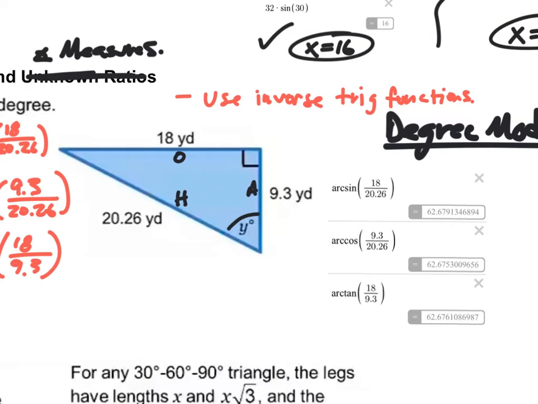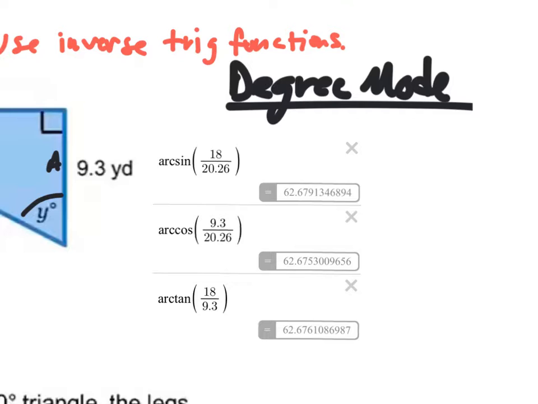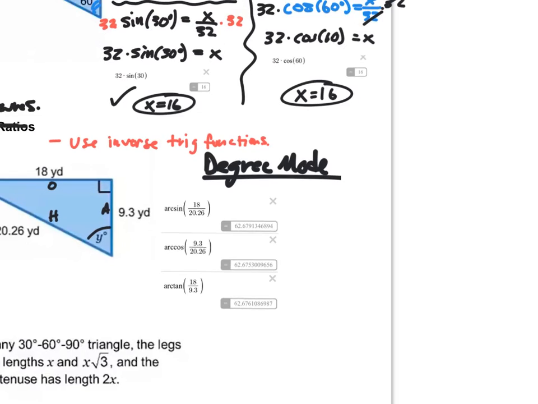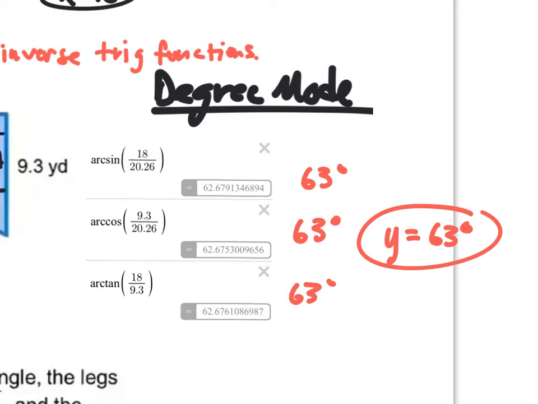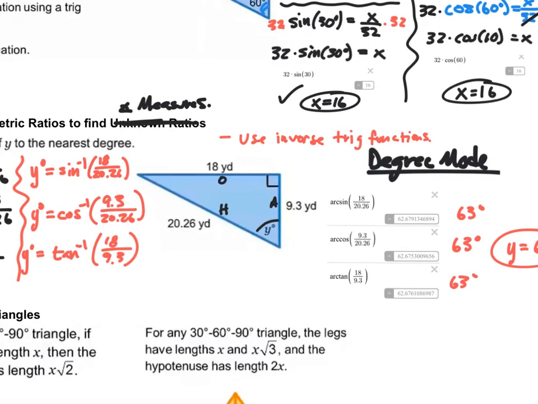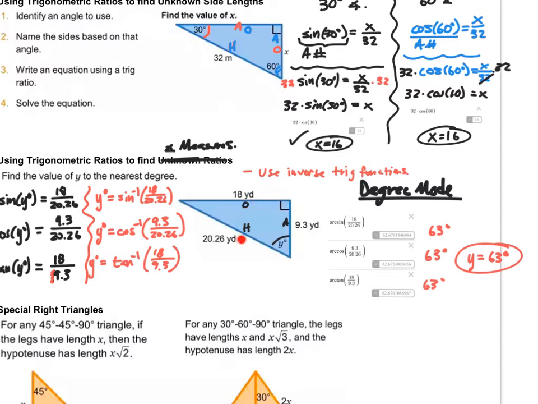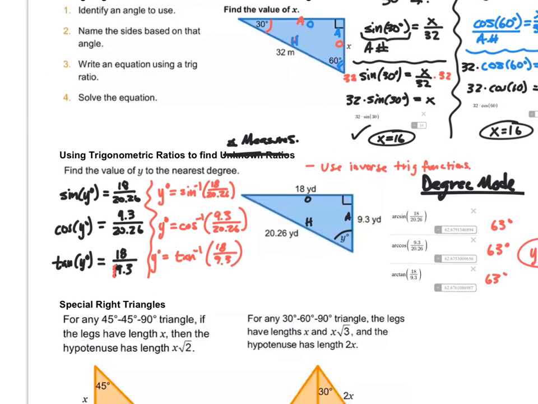Now, what I want you to realize here is that when I did this, we get the same thing, and that's about 62, and they wanted it to the nearest degree. So if we round all of these to the nearest degree, this is going to be 63 degrees, 63 degrees, and 63 degrees. So y has an angle measure of 63 degrees. This one didn't matter which you used because you're given all three sides, but if you're just given two sides, you may have to pick a specific trig function to use.